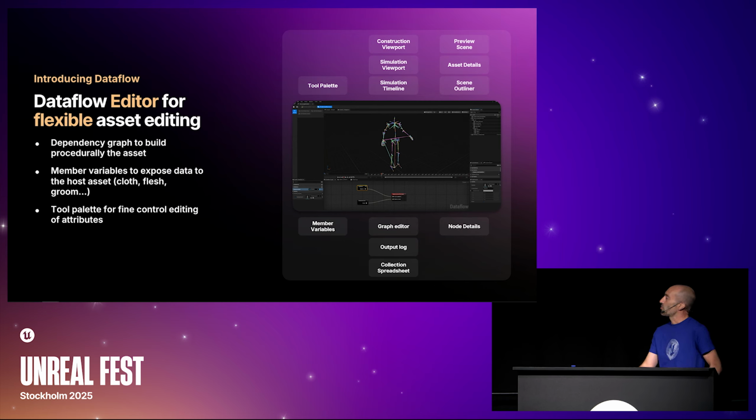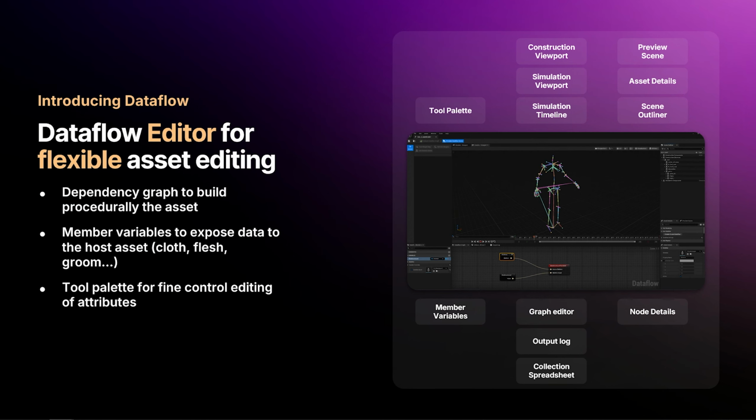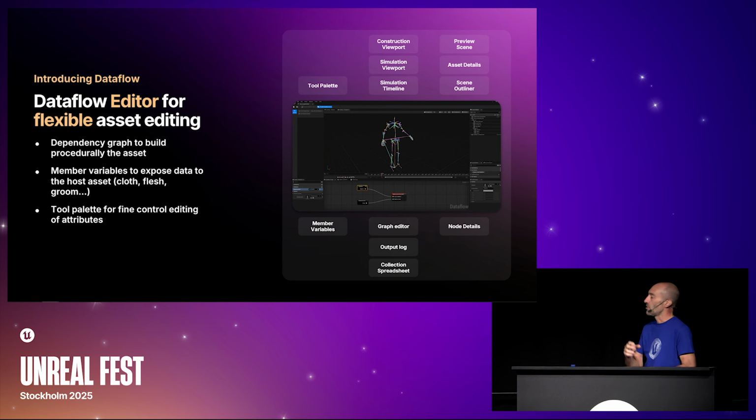I'm just going to describe here really briefly the UI. For example, on the bottom part, you have all the graph-based widgets. On the top part, you have all the view-based widgets. The central part of it is the graph editor. The graph editor is a standard dependency graph in which you have a collection that is flowing from node to node until a terminal node, which is basically writing your asset. On the left side, you have the member variables. On the right side, you have the node details. So it's quite standard if you are used to Blueprint or other graph-based tools.